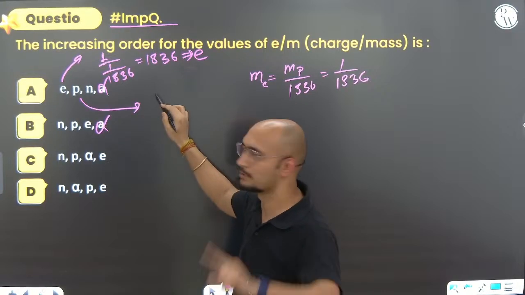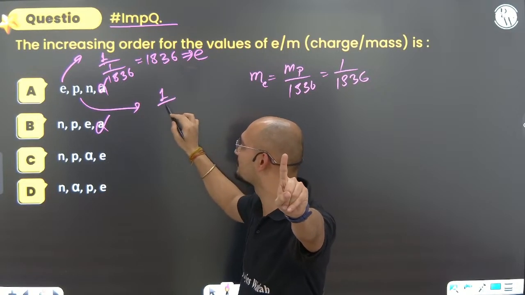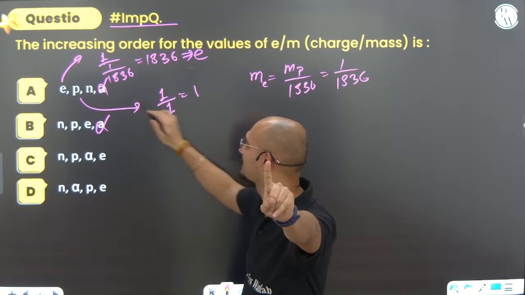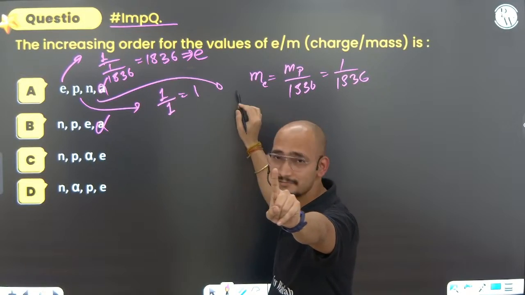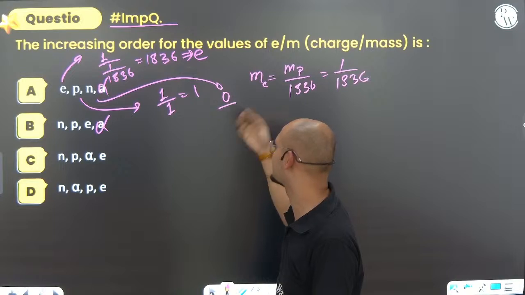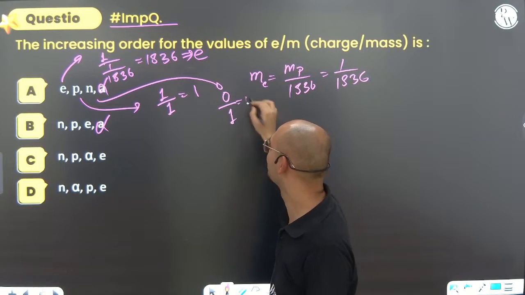For proton, what is the charge? 1. What is the mass? Of course, it is 1. So 1 by 1 is 1. What is the charge for neutron? It is 0. And what is the mass? 1. So therefore it is 0.